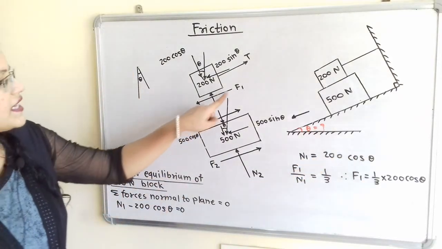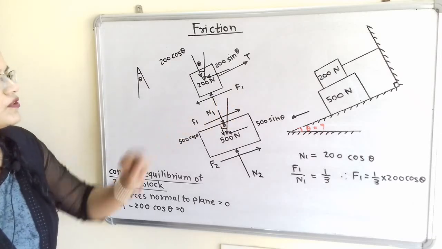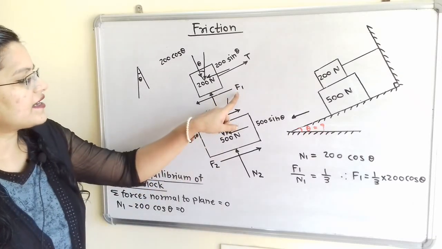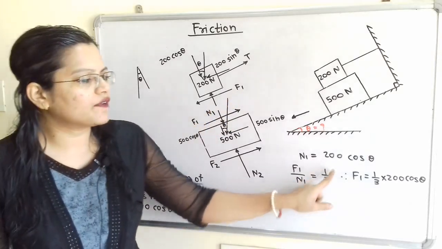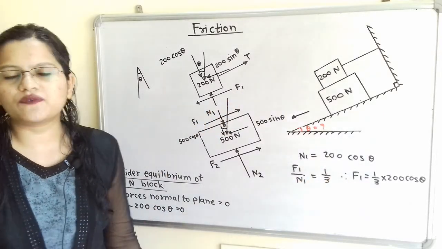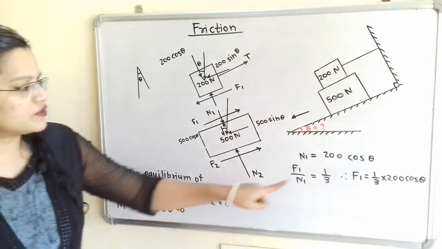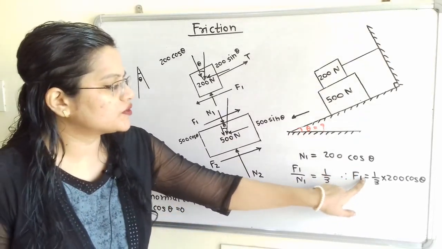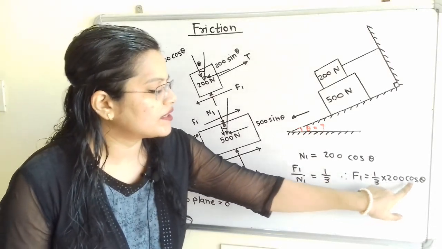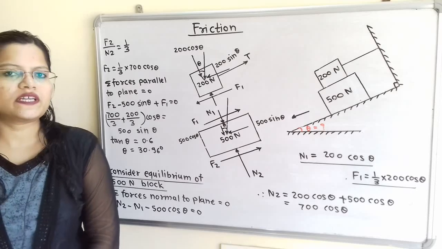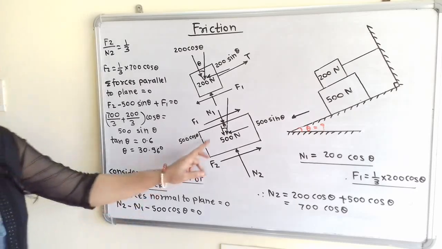Now there is one relation between this frictional force and normal reaction N1, and we can say that F1 by N1 is equal to 1 by 3. What is this 1 by 3? That is the coefficient of friction, and it is mentioned in the question. So F1, that is the frictional force, we can say is 1 by 3 into 200 cos theta. Now we will move to the next block, the 500 Newton block.